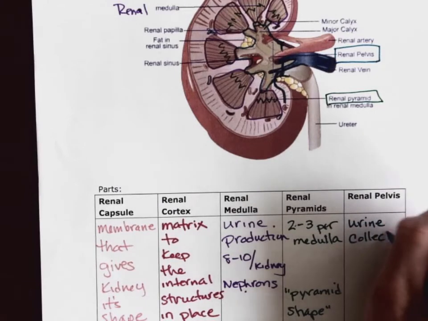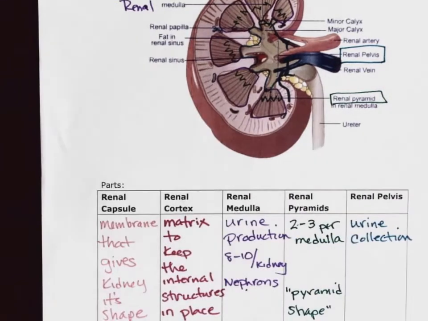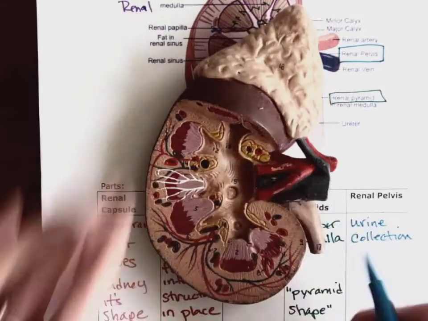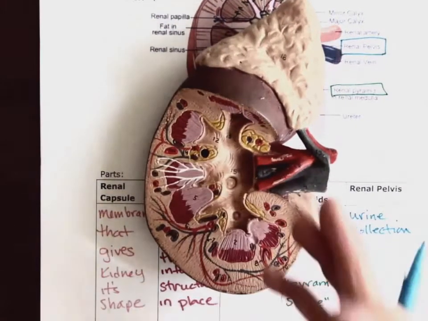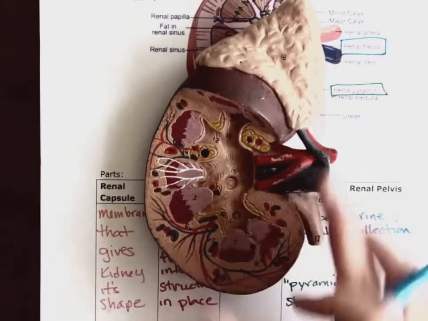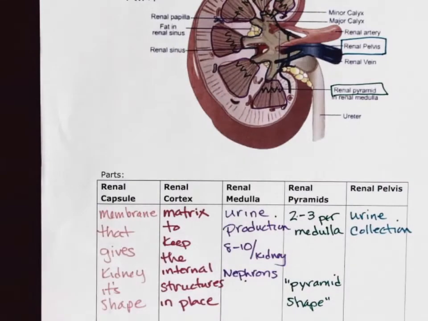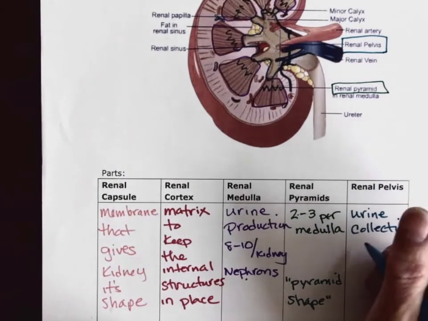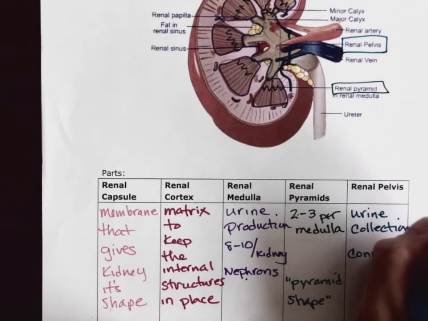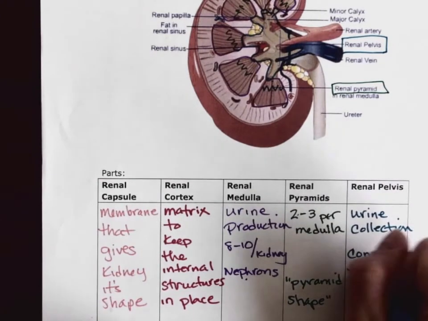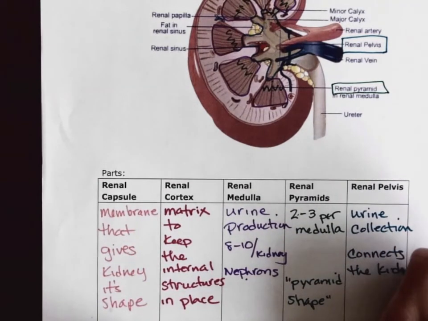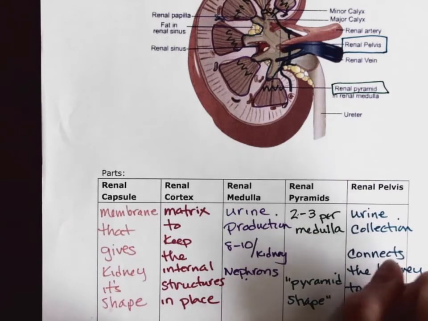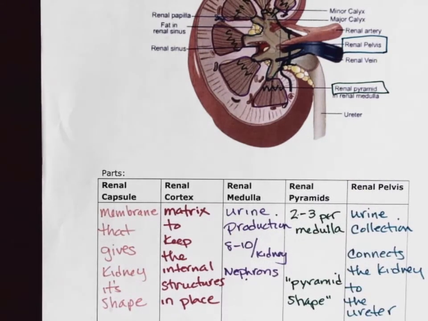Even though we consider the kidney a solid organ, it actually has this little cavity right here where the urine starts to fill in the renal pelvis. Okay, so urine collection, and then this connects the kidney to the ureter. I kind of like this diagram because it does a really nice job showing this.